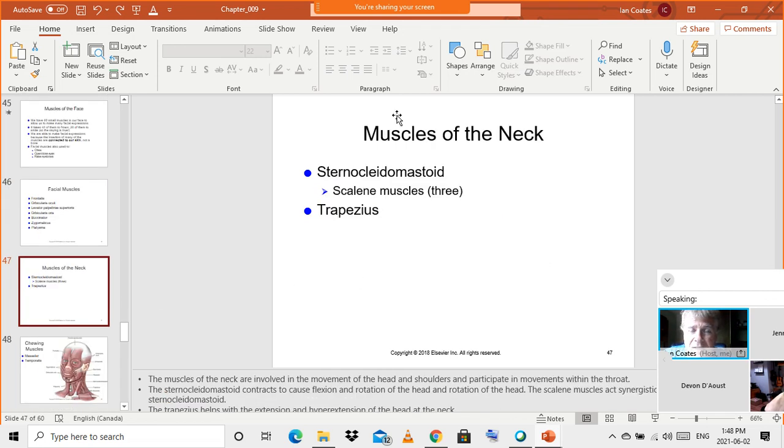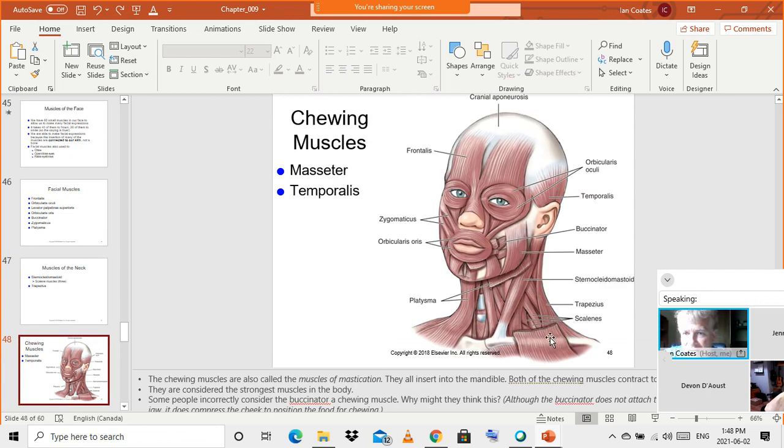But we've got muscles of the neck, the trapezius. You have a look here, they're all here. Again, you don't have to memorize them. You just have to be able to find them. I'm not going to go too crazy on these. But there you go, there are some muscles.